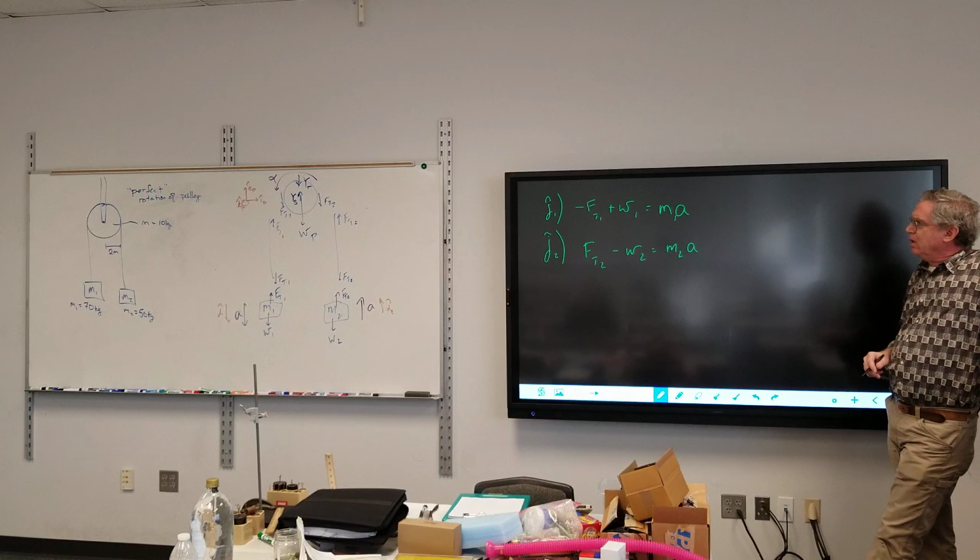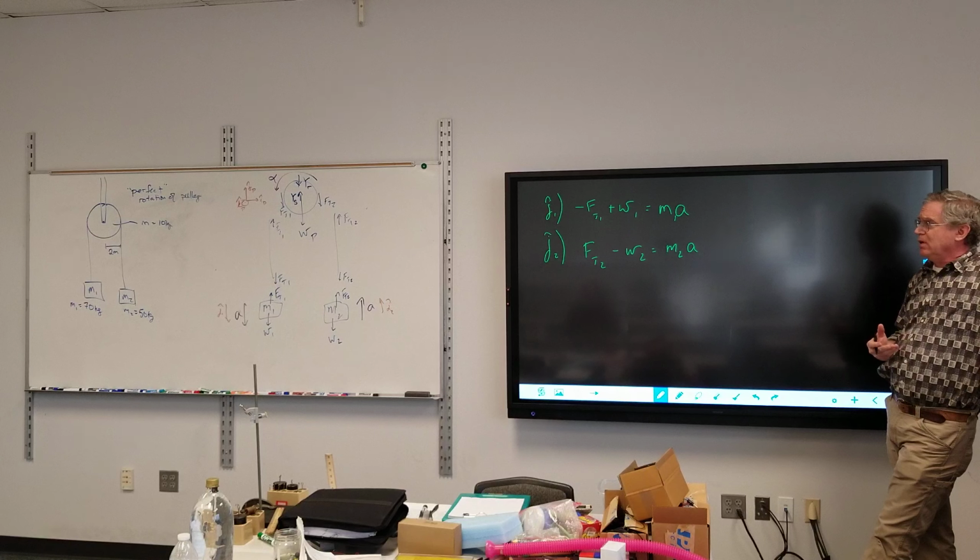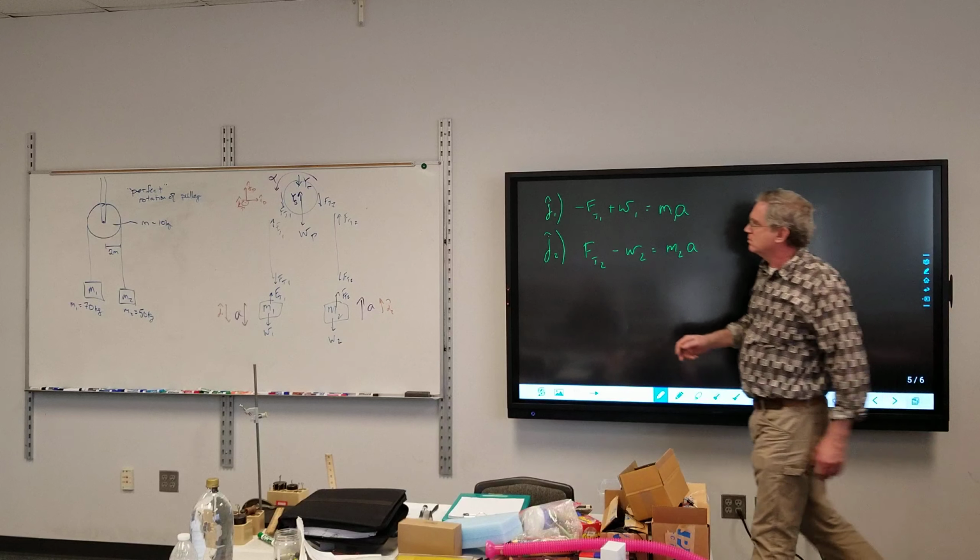And now for the pulley, yeah, we could do an I hat, or sorry, a J hat equation for the pulley. That really doesn't get us anywhere. What we really care about is the K hat equation, or K sub P.